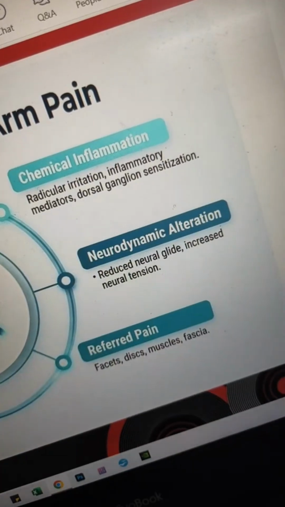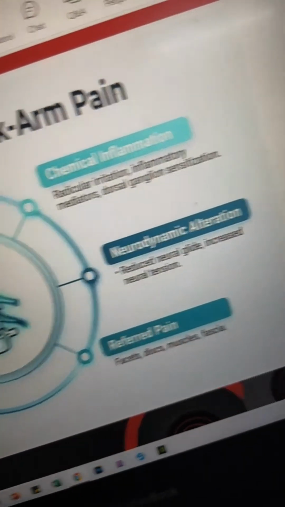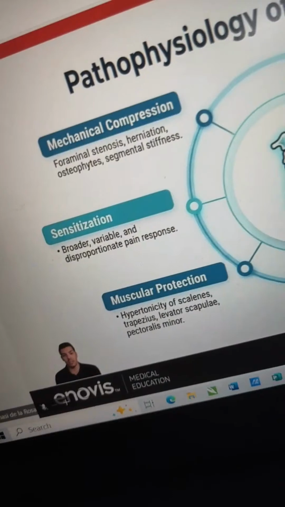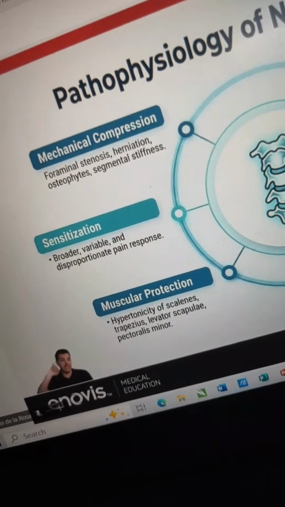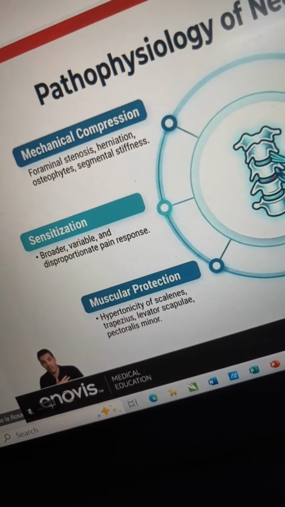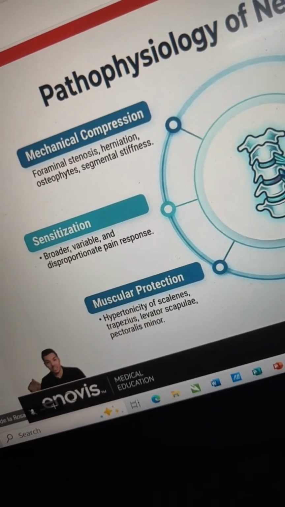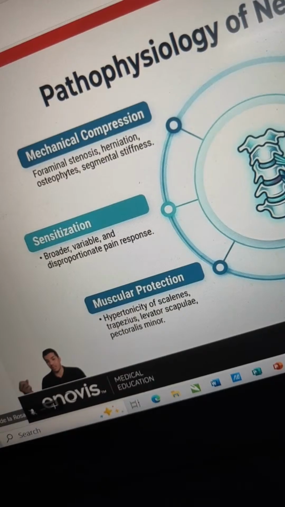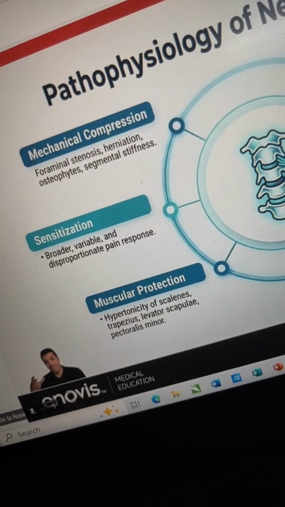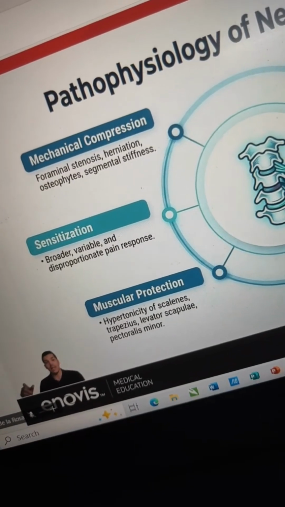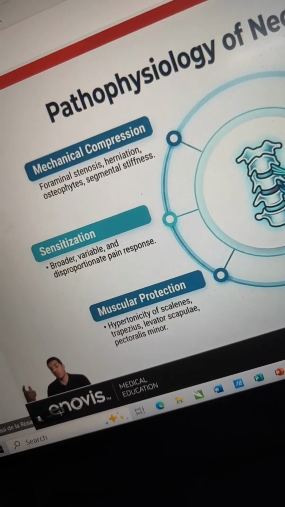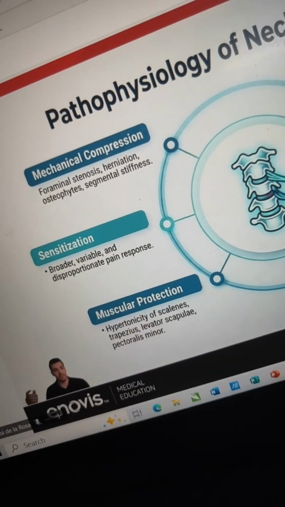As a result, the muscular system may also develop a protective response with increased tone in the area of the scalenes, trapezius, levator scapulae, and pectoralis minor. So initially, it tends to be a defensive strategy, but if it persists over time, it can actually end up limiting movement and increasing the load on other structures, thereby worsening the pain.